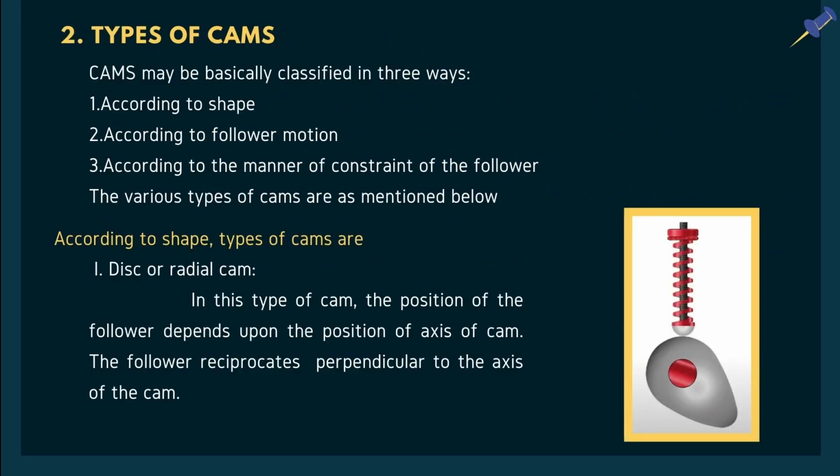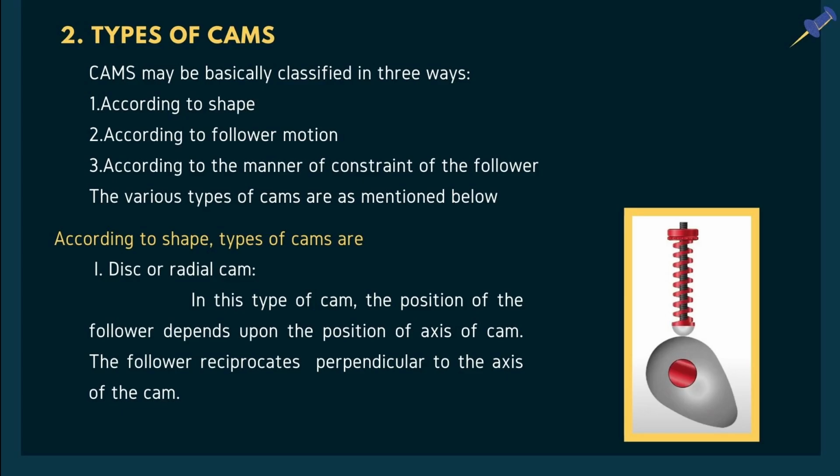So here we are done with the introduction of cam and follower with the help of the diagram. Now let's discuss the second topic, that is types of cams. Basically, cams can be classified in three ways: according to their shape, according to the follower's motion, and third, the manner of constraint of the follower.